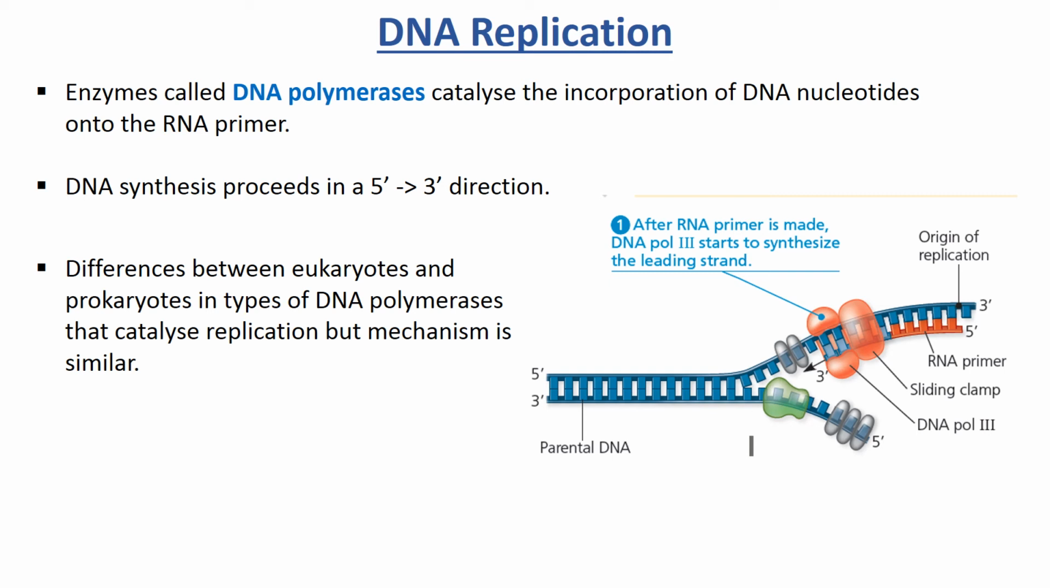The rate of elongation is about 500 nucleotides per second in bacteria, and it is about 50 nucleotides per second in human cells. Therefore, bacteria can synthesize and replicate DNA about 10 times quicker than what can occur in human cells.